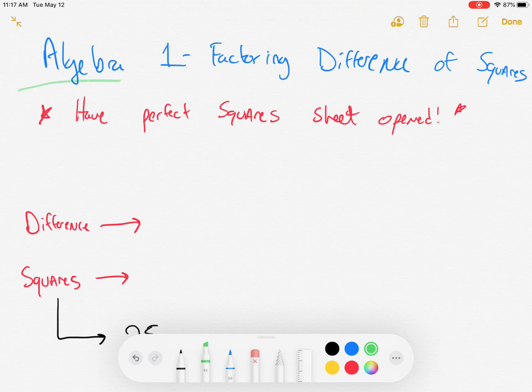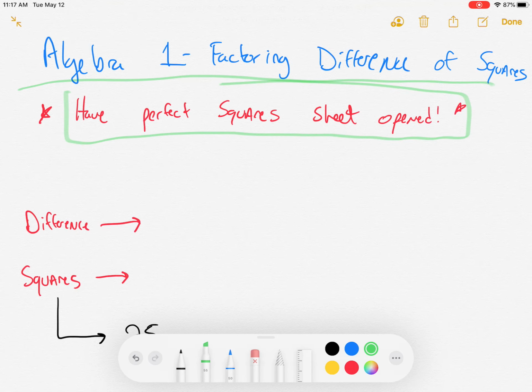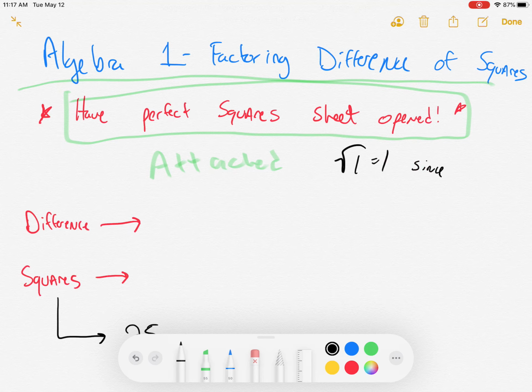Hello everybody, today we are working on factoring difference of squares. Today it's going to be very important that you have your perfect square sheet opened. That's attached to the Google Classroom comment. The first thing on there should be the square root of 1 equals 1, since 1 squared equals 1, and it goes on down the line. But again, you should have that open or printed out, or however you want to view it. You should have access to that as you're going through this video and as you're working on your homework problems.